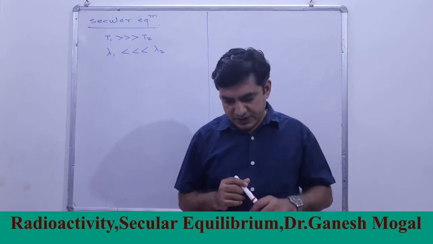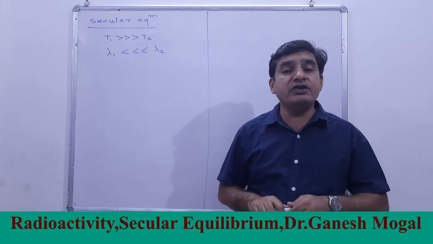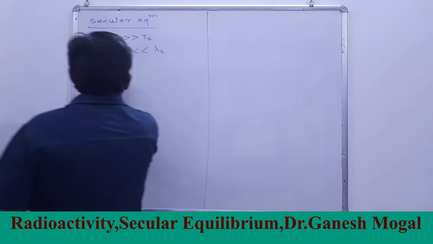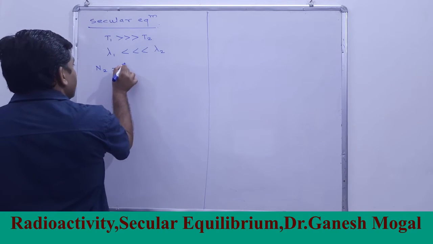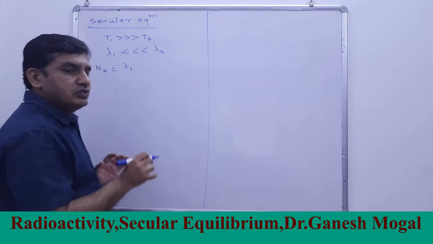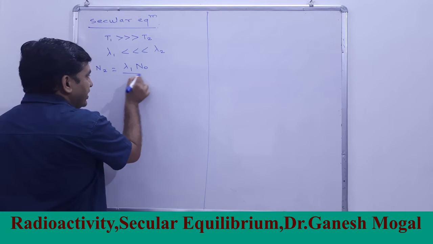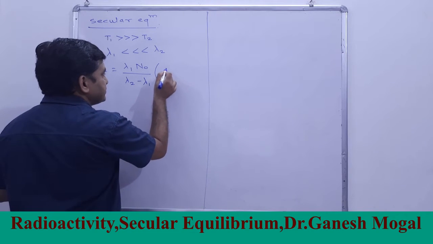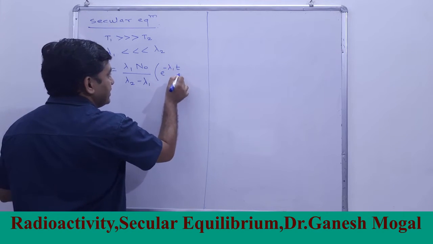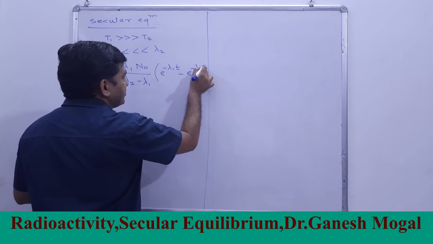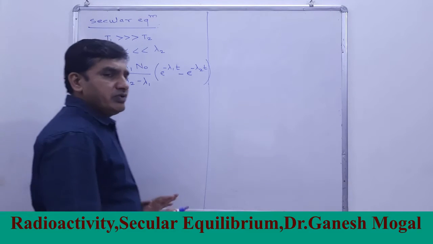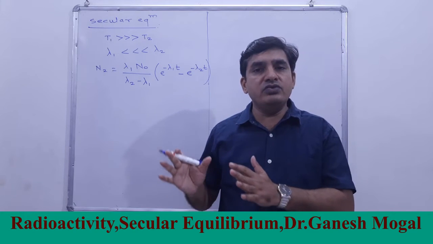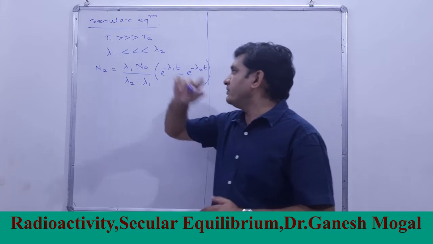We know that the number of radioactive nuclei for the daughter atom is N2 equal to lambda 1 into N0 divided by lambda 2 minus lambda 1, in bracket e raised to minus lambda 1 into t minus e raised to minus lambda 2 into t. This equation represents the number of radioactive nuclei of a daughter atom.